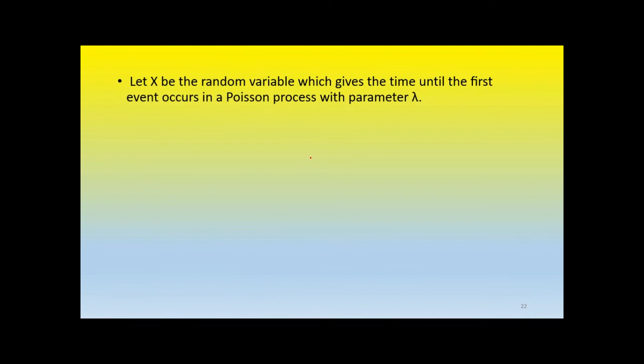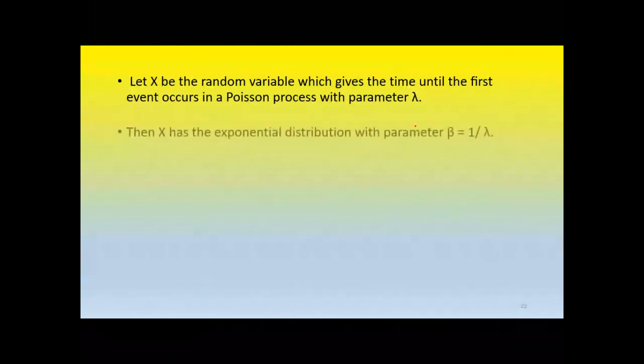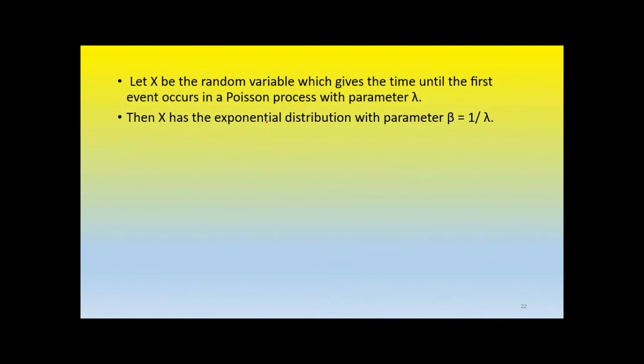Let X be a random variable. It gives the time until the first event occurs in a Poisson process with the parameter lambda. X has an exponential distribution with the parameter beta equal to 1 over lambda. So there's a connection between Poisson and the exponential. In Poisson, the parameter is lambda. Here it's beta, which is 1 over lambda. Here beta is 1 over the average.